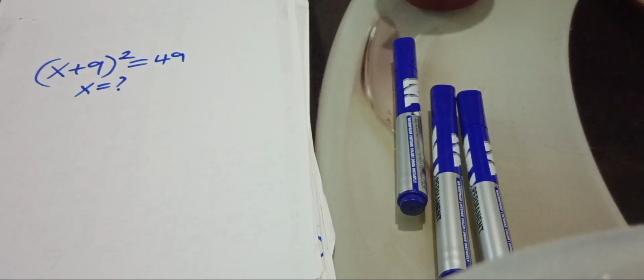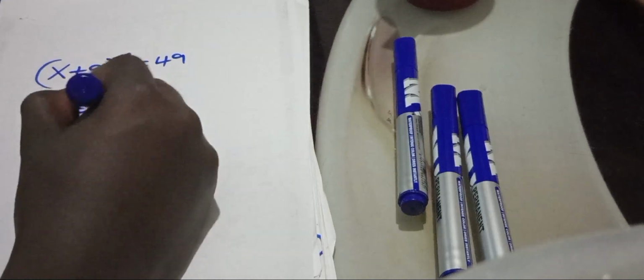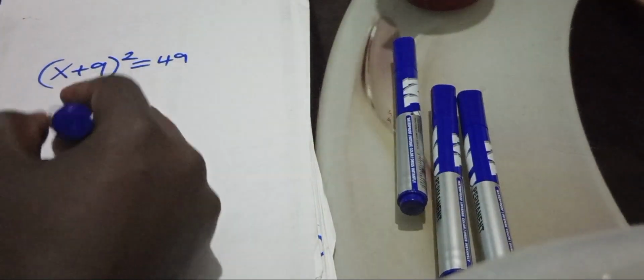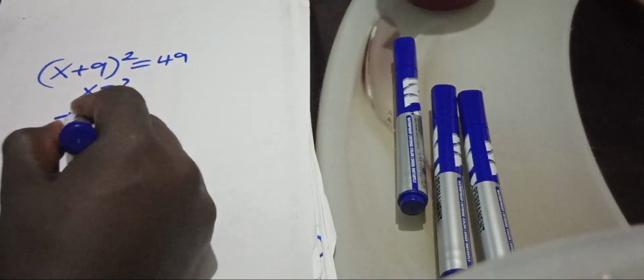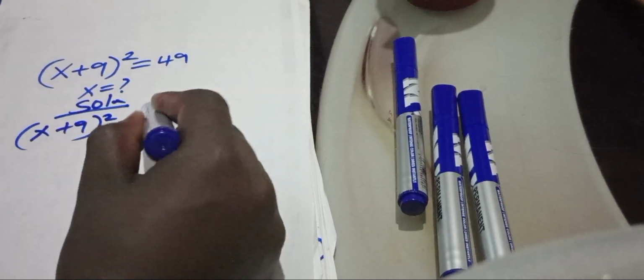Let's provide a solution given this math problem, which is (x + 9)^2 = 49. So what is the value of x? Solution: we have (x + 9)^2 equal to 49.